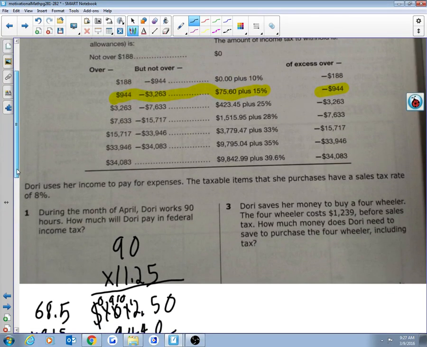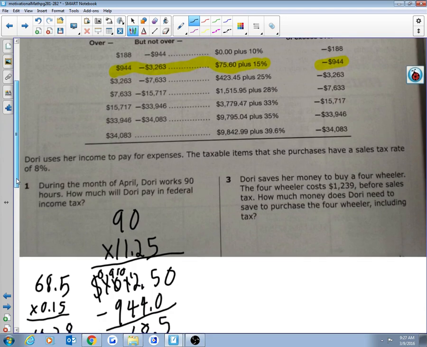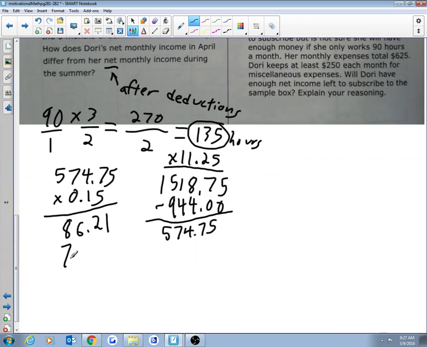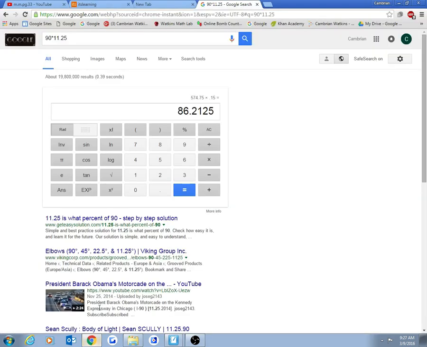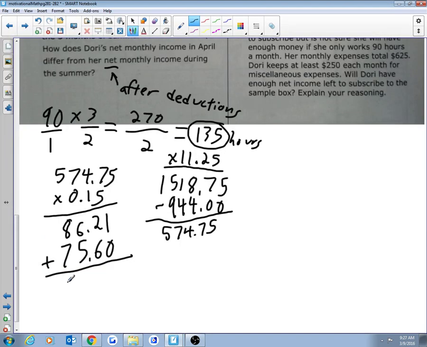So now let's add on the $75.60. And we can use our calculator for that. Plus 75.60. And we get $161.81. That's how much tax she's going to have to pay. 161.81. That's how much tax she's paying.